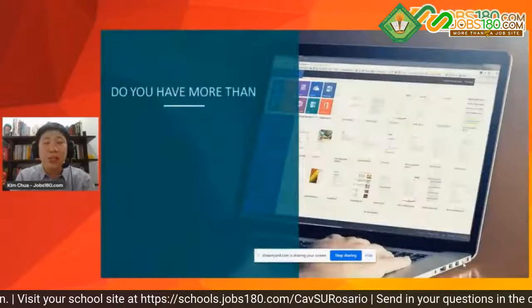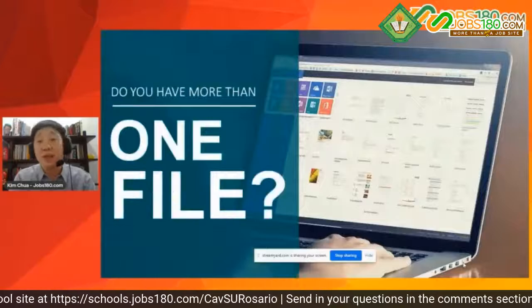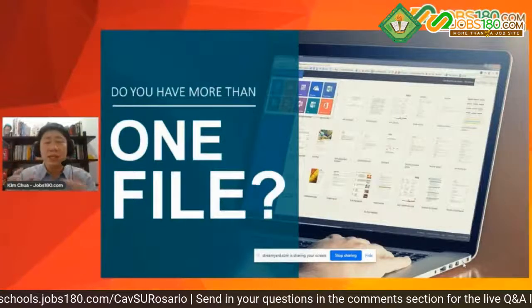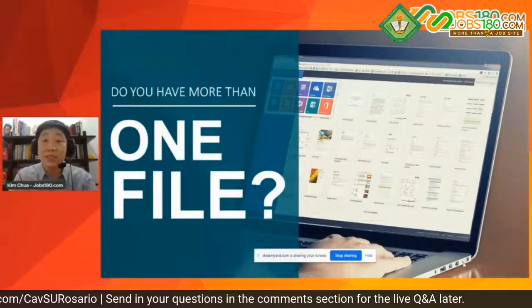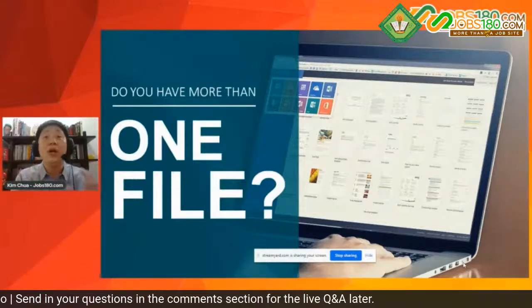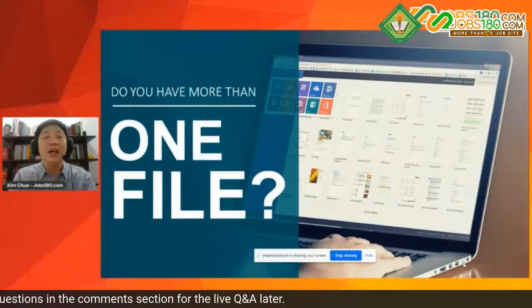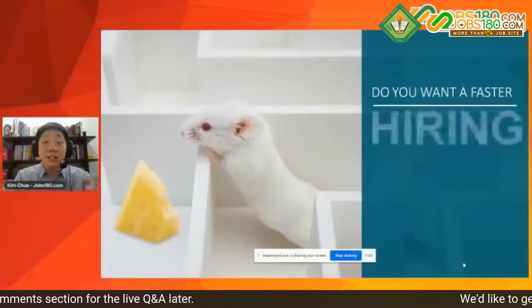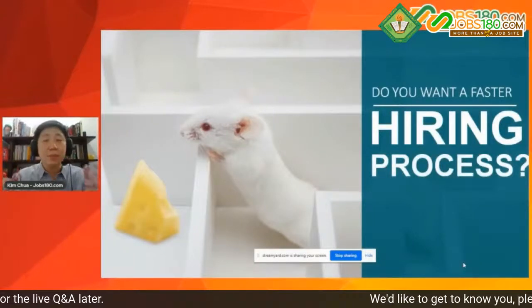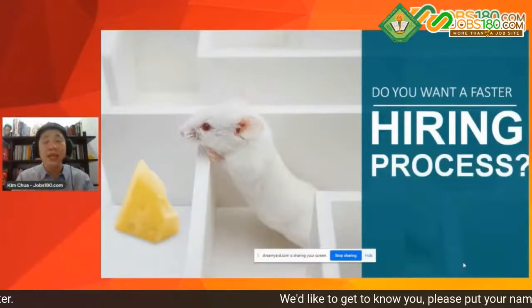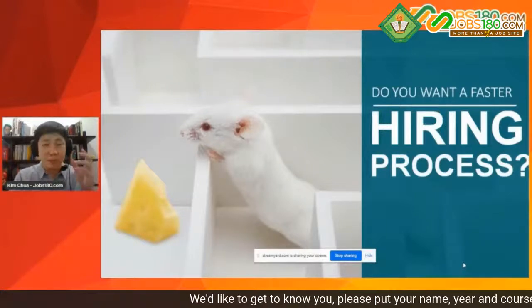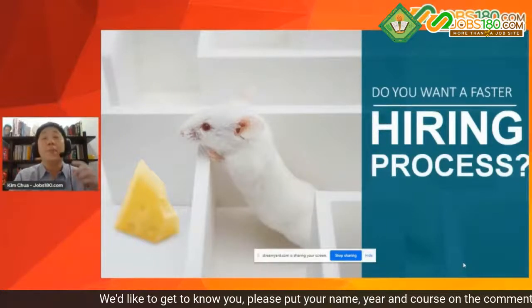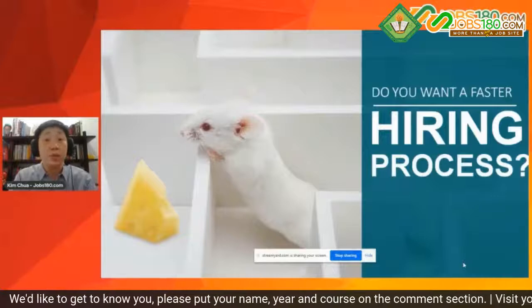Another thing that should be in your checklist is that you should only have one file. Hindi dapat maraming files na iba-iba sinesend sa mga companies. Mas maganda, isang file lang para pag sinend mo, lahat ng details mo nandoon na. Another thing in your checklist is that it should make the process more efficient. Ibig sabihin, mas mabilis mag-submit, mas mabilis makita ng HR, at mas mabilis kayo makontak for possible next steps or possible job offer na.